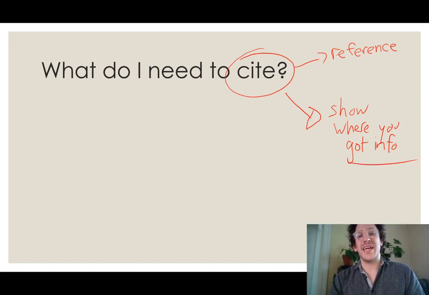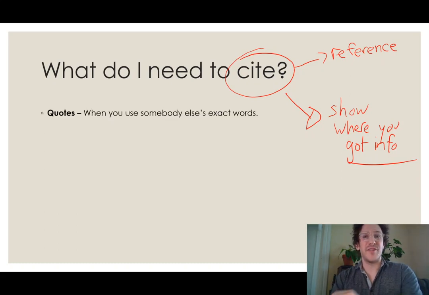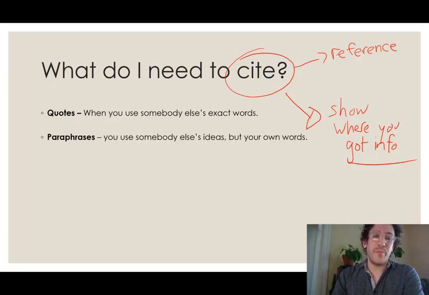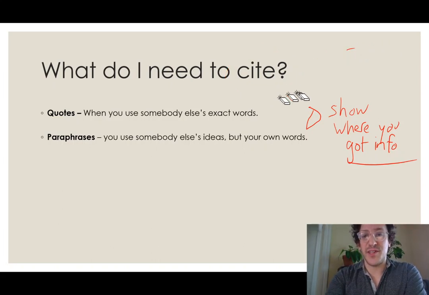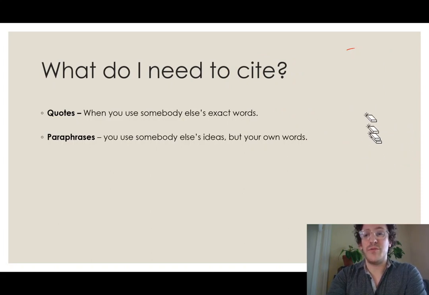So what do you need to cite? I got a list for you right here, as a matter of fact. How about that? First of all, quotations. If you use somebody else's exact words in those little quotation marks, you need to cite it. You need to show where you got it. If you are paraphrasing, you need to show where you got it. Paraphrasing means you are using somebody else's ideas, but you're using your own words. And I'm going to have examples of all this stuff, so if you need a little clarification, just wait, and we will get to it.